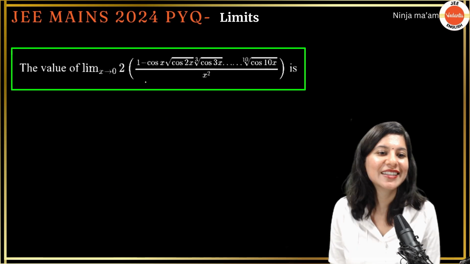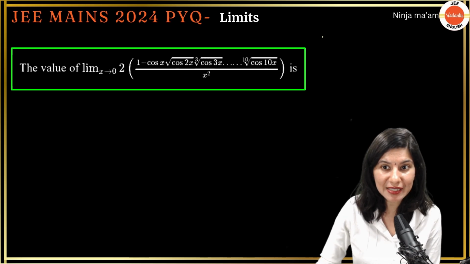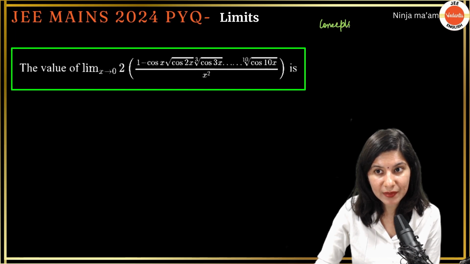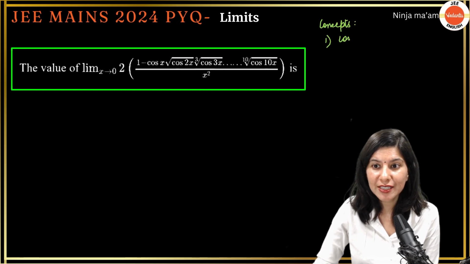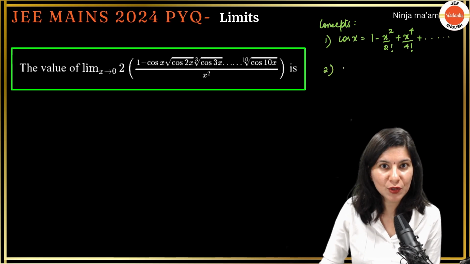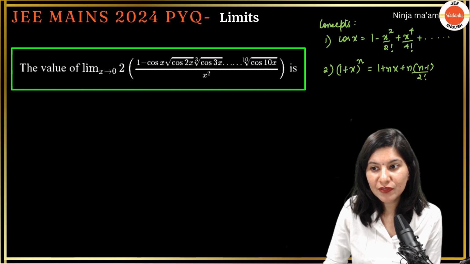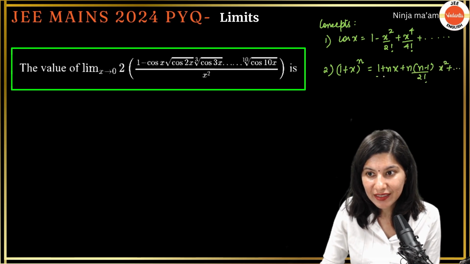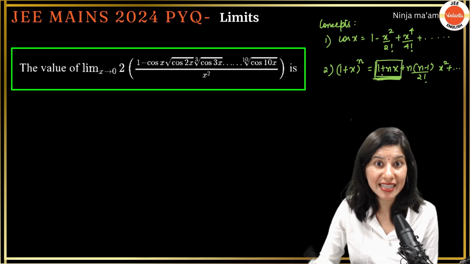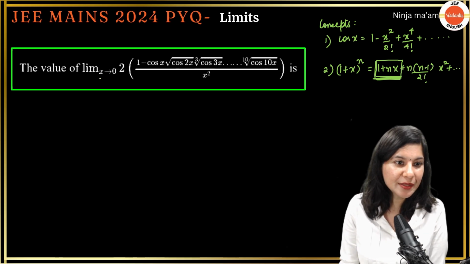All right, another question. This looks a little bit complicated, and here I am going to use two concepts. Let me just list those concepts. One concept is expansion. Expansion of cos x is 1 minus x square by 2 factorial plus x raised to power 4 by 4 factorial and so on. Second is binomial expansion: 1 plus x raised to power n is 1 plus nx plus n(n minus 1) by 2 factorial x square and so on. Mostly this is something which you have to remember. 1 plus x raised to power n can be approximated by 1 plus nx. Alright.